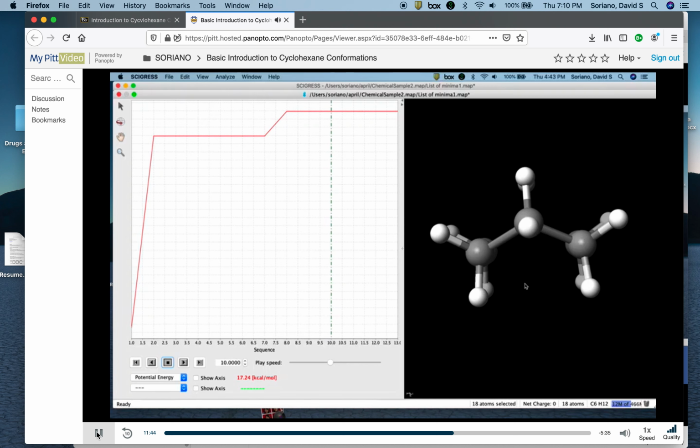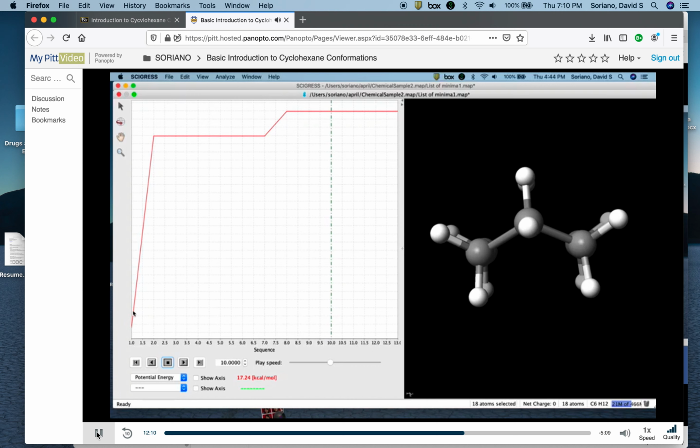That's a high energy intermediate. You see the value, 17.24 kilocal per mole. Now, there is an equation that allows you to determine the percentages of one conformer versus another as a function of energy. And you studied that in general chem.